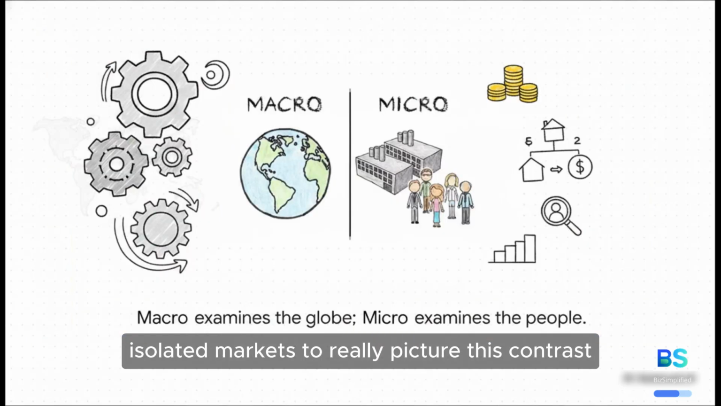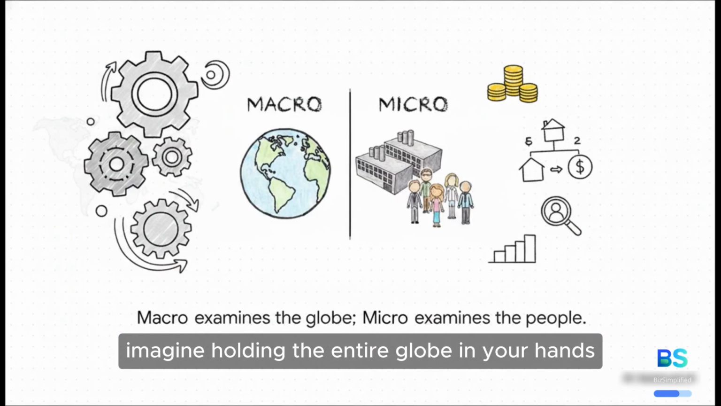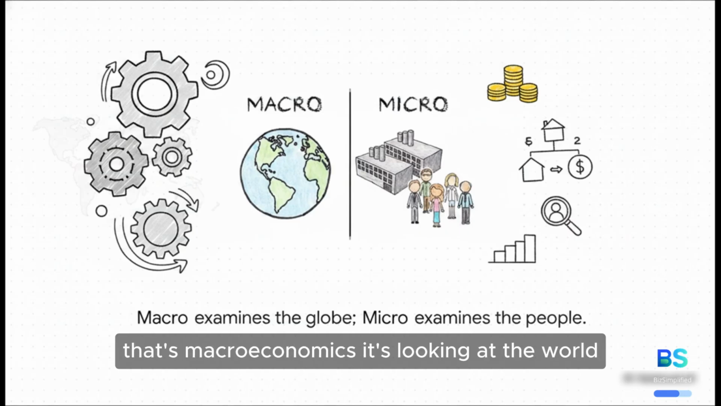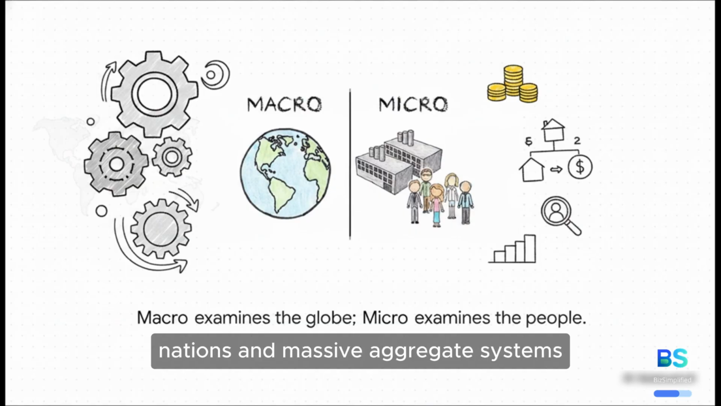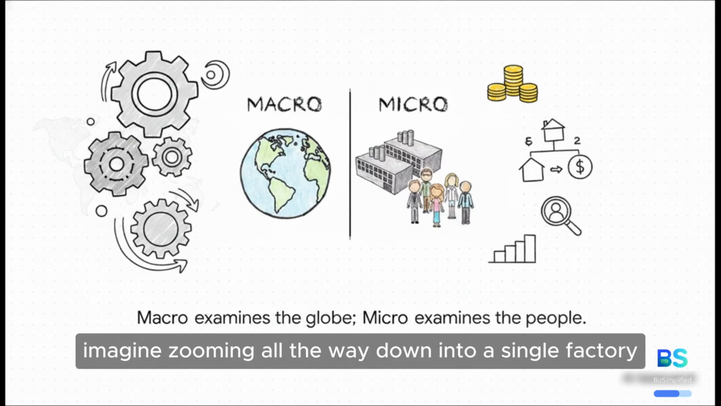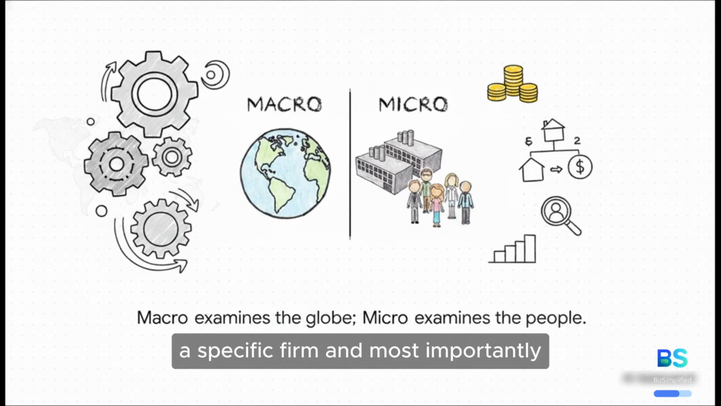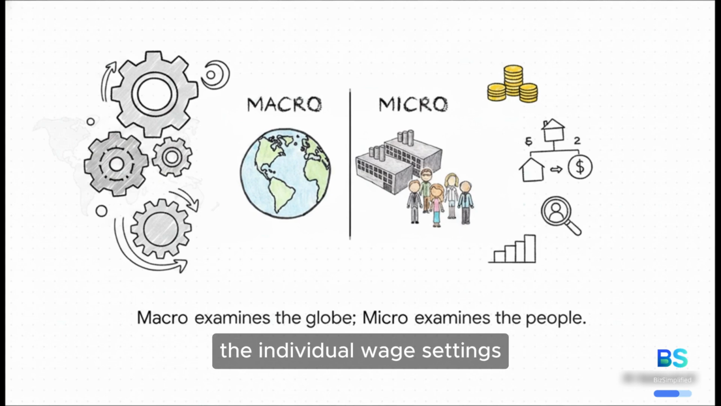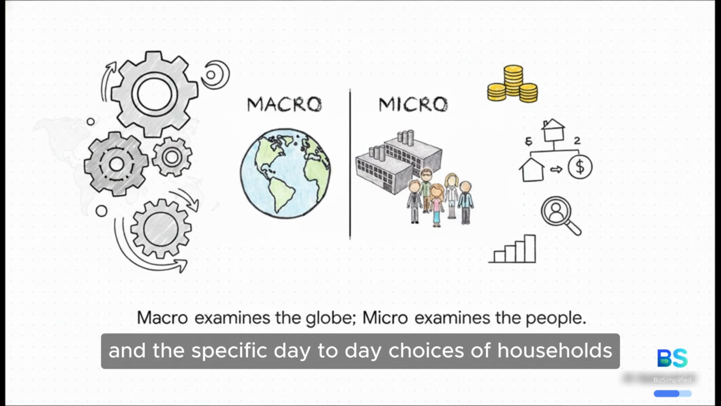To really picture this contrast, imagine holding the entire globe in your hands. That's macroeconomics. It's looking at the world, nations, and massive aggregate systems. Now imagine zooming all the way down into a single factory, a specific firm, and most importantly, individual people. That's microeconomics. Micro studies the hiring practices, the individual wage settings, and the specific day-to-day choices of households.